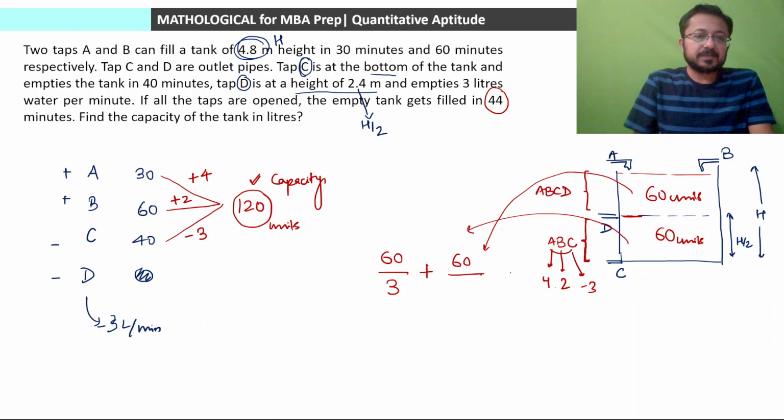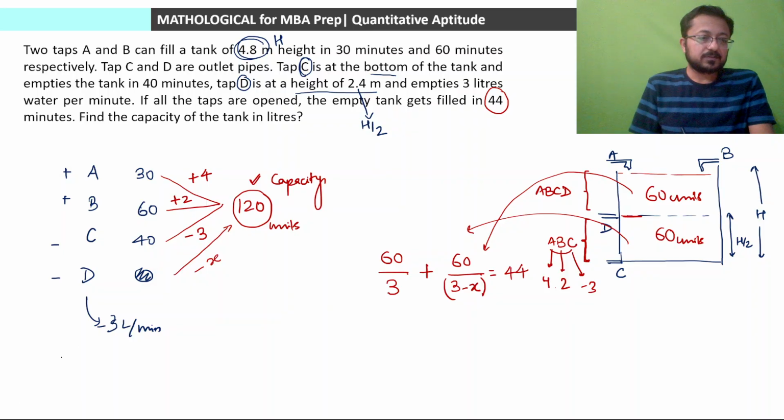तो A + B + C का efficiency कितना है? 3 है. D का efficiency हमें पता नहीं, let us assume कि that is equal to x, और क्योंकि D is also emptying, this will be -x. तो 3 - x will be our efficiency. तो 60/3 + 60/(3 - x), that is equal to 44.